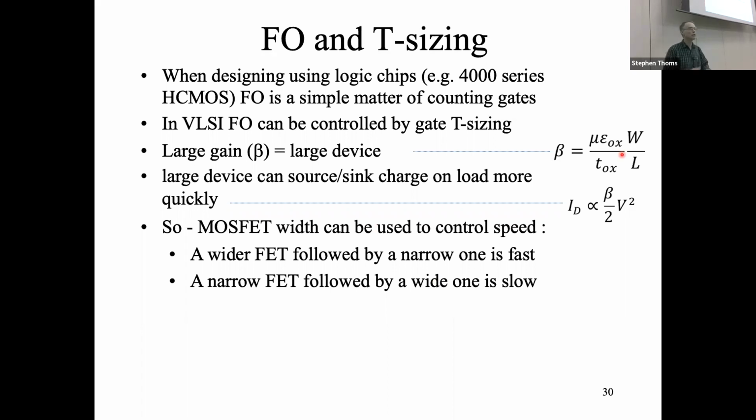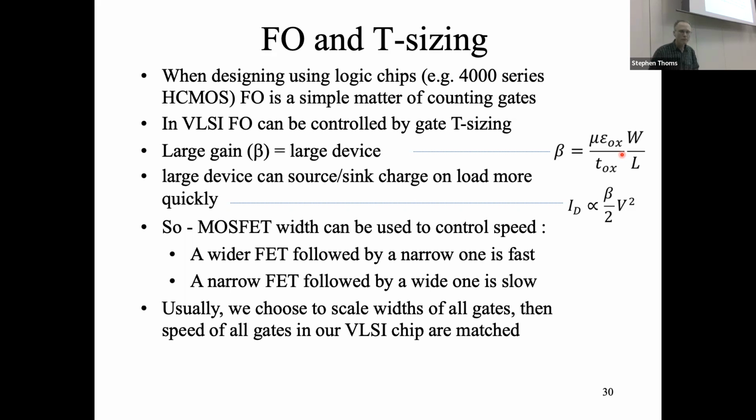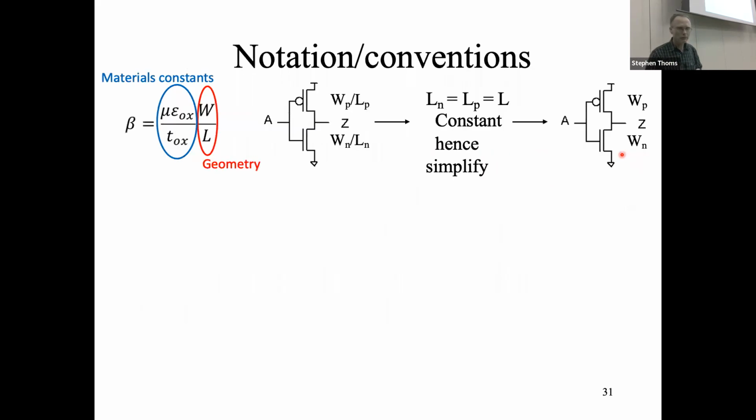So if you increase the width, you would increase the gain, makes a bigger device. So a big device can source or sink more quickly. So that means, for instance, if you've got a wider transistor followed by a narrow one, that would be fast, and vice versa, narrow one followed by a wider one would be slow. Of course, what you really want to do is have all your gates working roughly the same speed, and so we need to match the gains.